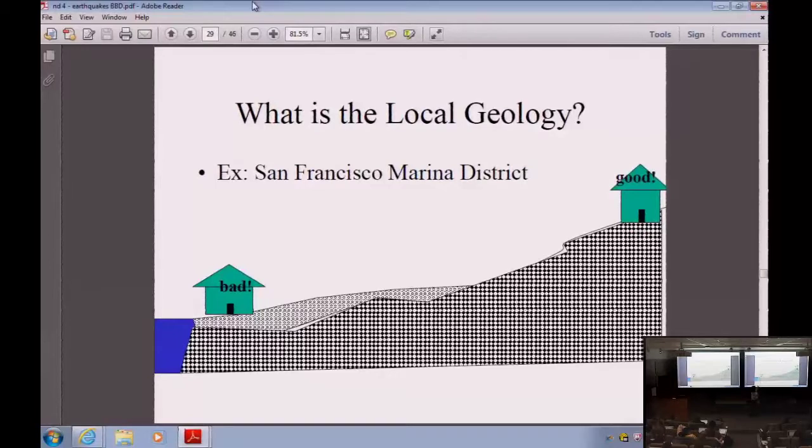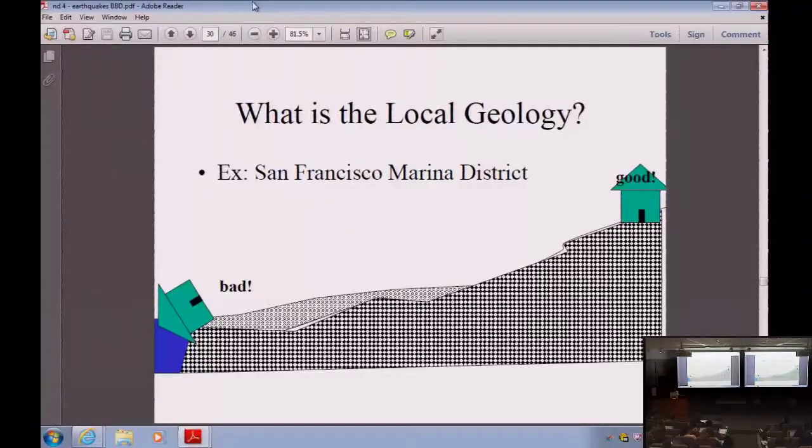And this stuff here is unconsolidated sediment. So in this case, the good house was actually closer to the breaking of the rock, the fault, but because that bad house, my fake animation, is built on unconsolidated sediment, there was a horrible amount of damage in the Marina District. So the local geology is tough.